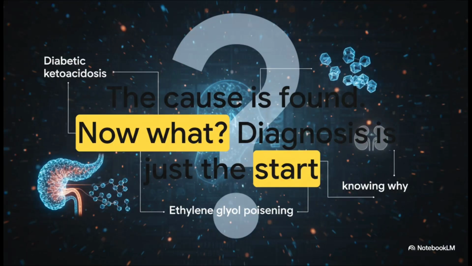But this is where the next challenge really begins. Because knowing why your patient is acidotic is one thing, knowing how to fix it is something else entirely. The treatment for methanol poisoning is worlds apart from the treatment for diabetic ketoacidosis. So remember, the diagnosis isn't the end of the story. It's really just the beginning.